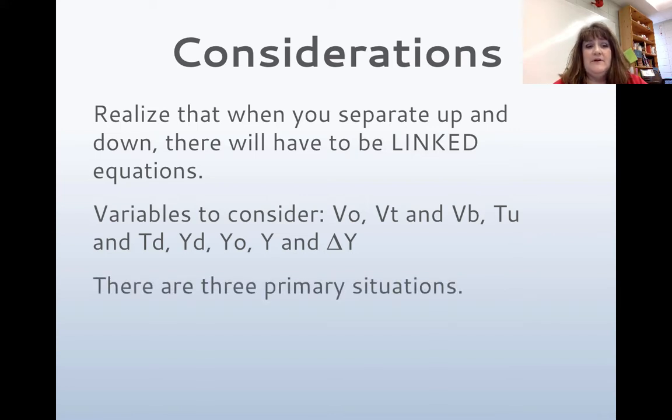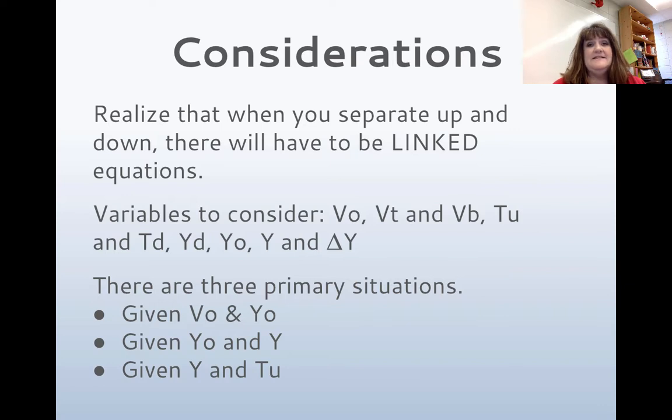So it would be the change from the cliff height to the ultimate height of your object. There are 3 primary situations, and I will make those individual little videos so that you know exactly what's going to be going on. 3 primary situations: given v naught, which will be positive, and y naught, the height of the cliff; y naught and y, so the height of the cliff and the ultimate height; and y and time up. Now, there are several other situations, but those are going to be the primary that we're going to look at because a lot of the other ones are even more complicated.